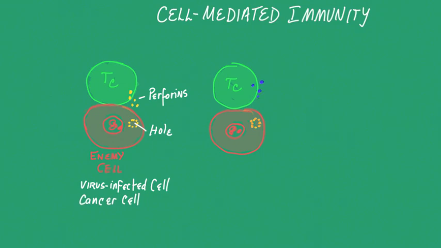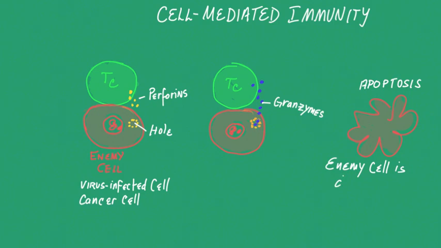The cytotoxic T cell then uses this hole to introduce the enzyme called granzyme that is shown in blue. The granzymes induce the enemy cell to undergo apoptosis. In other words, the enemy cell commits suicide.